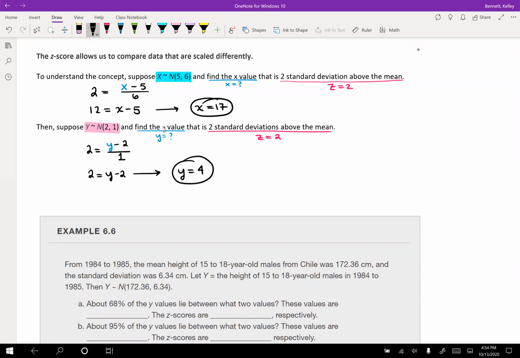So now I can compare and contrast x values and y values because they're both normally distributed. Granted, they don't have the same mean and standard deviation, but I can now say whether or not certain values are within a certain range or if they're outliers or not.